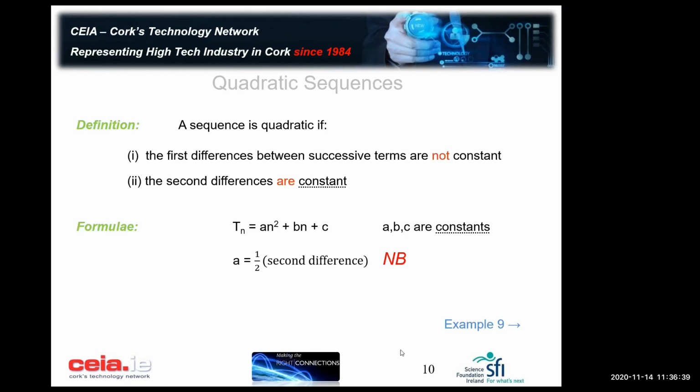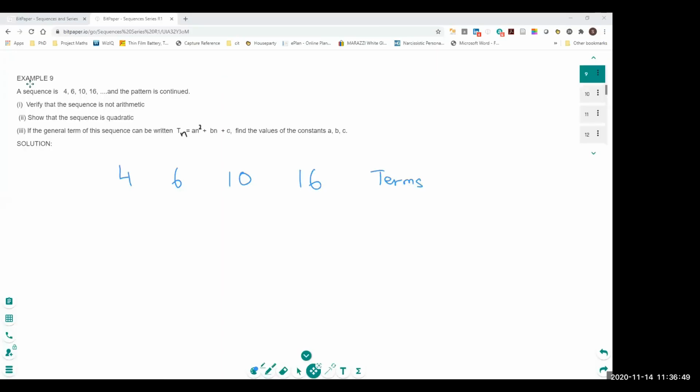Now we go to example 9. Here we have a sequence 4, 6, 10, 16, and the pattern is continued. They want you to verify that the sequence is not arithmetic. Very easy, subtract one from the other and see if the first differences are constant. Then show that the sequence is quadratic.